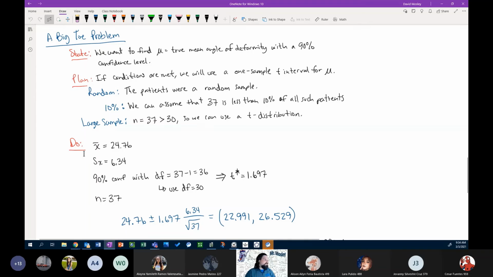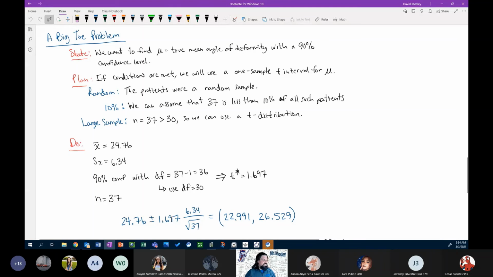So we move on to the do step, and again, I'm listing out the data I have. X bar is 24.76, S sub x is 6.34. The 90% confidence with a degree of freedom equaling 36, which means we use the degree of freedom 30 from table B, gives us a t star of 1.697, and n is 37. So that gives us this interval to find, right?